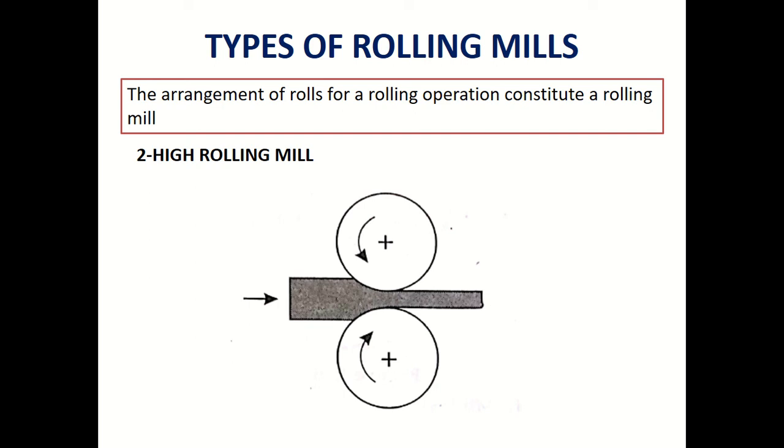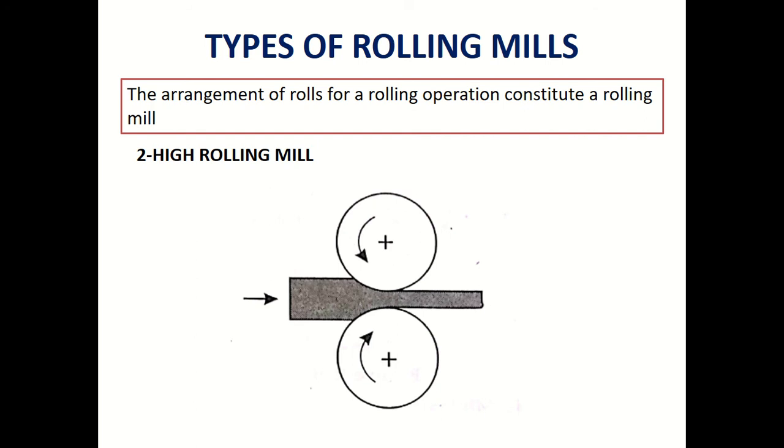Two rollers are used for performing the rolling operation. When you pass the work material between them, you get the output as the desired thickness. This reduction in thickness of the work material is possible in a single stage. And another important point is that the 2-high rolling mill is reversible.